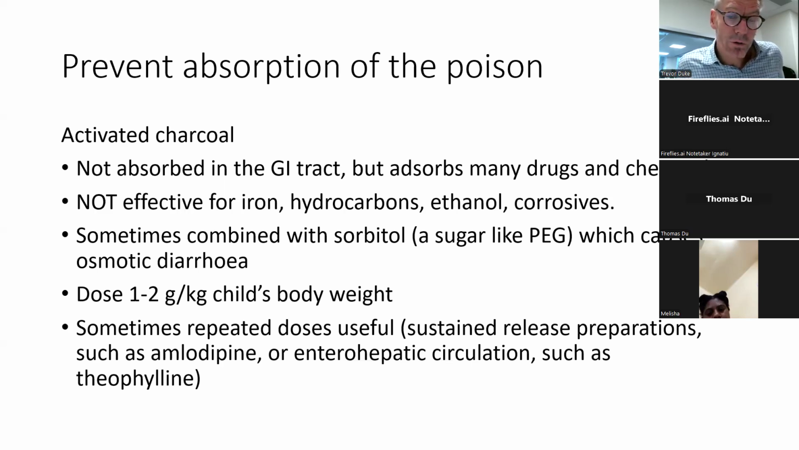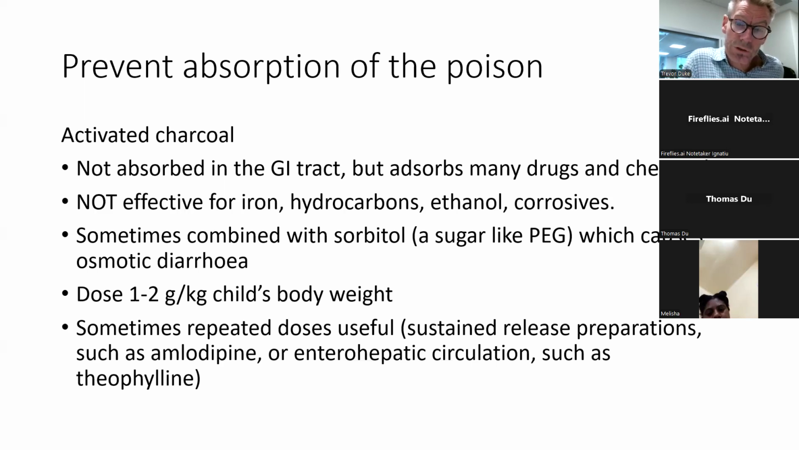Sometimes charcoal is combined with sorbitol, and that's a bit like polyethylene glycol, and that causes osmotic diarrhea. So after the charcoal, the child will then develop diarrhea, and that can help reduce the transit time or increase the peristalsis of the gut, and allow for the poison to be evacuated more quickly. The dose is 1 to 2 grams per kilogram of the child's weight, and it can be given either with the child drinking it or with a nasogastric tube. But it's very important to protect the airway. You should never give activated charcoal in a child who is poorly conscious unless they're intubated and their airway is protected.